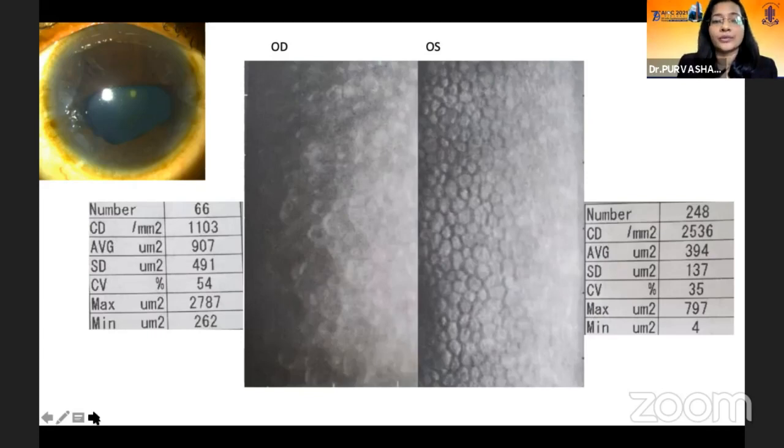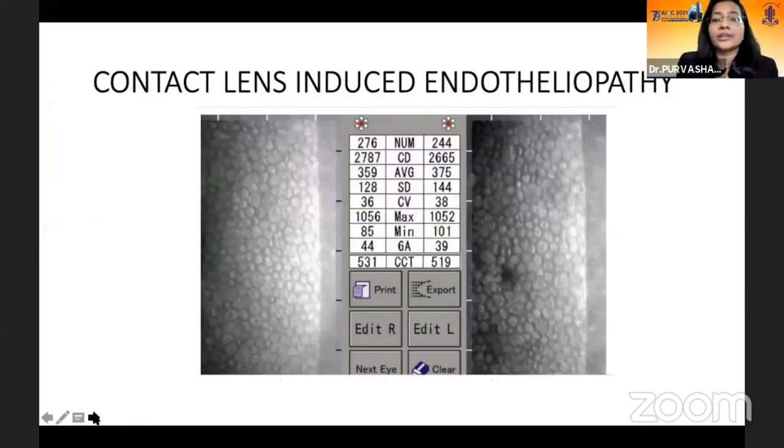contrast between the two. Contact lens induced endotheliopathy is seen in patients who use lenses with a lower oxygen diffusion coefficient, and this can be, over a period of time, reversible if we discontinue such use.